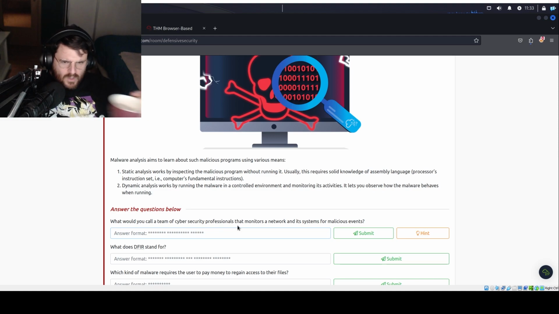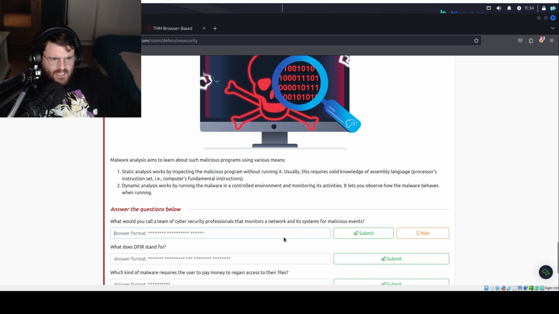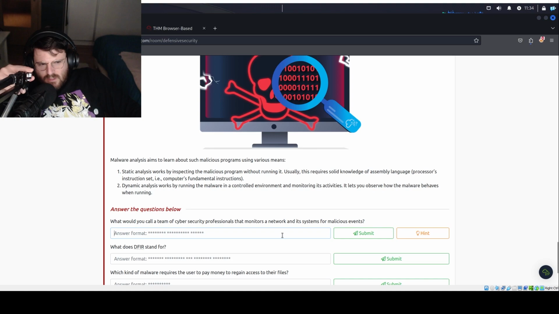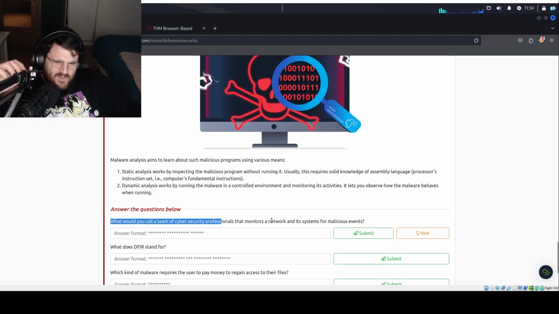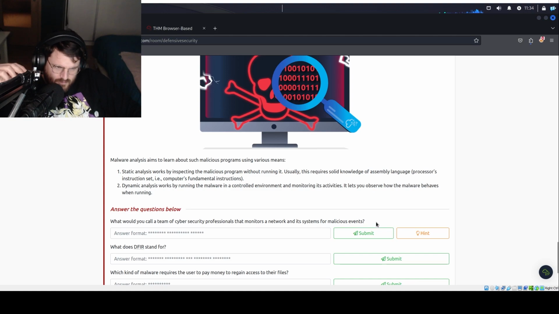What would you call a team of cybersecurity professionals that monitors a network and its systems for malicious events? Security Operations Center.